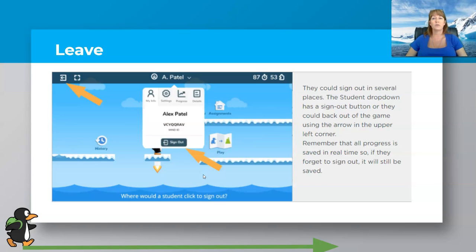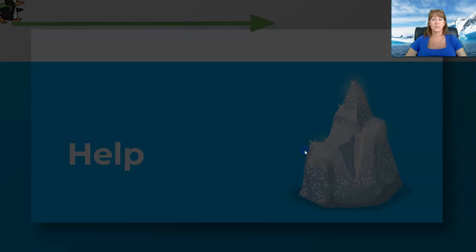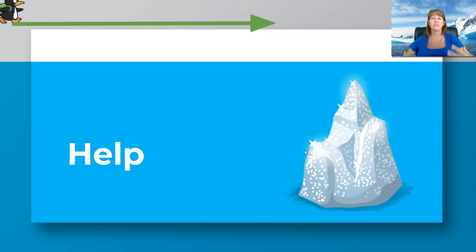Importantly, how do you leave once you're finished completing your puzzles? You can use the back arrow at the top left-hand corner to get to your main screen. From there, you're going to use that down arrow, and clicking on the My Information, you'll be able to sign out. So that's the general navigation of the puzzle.